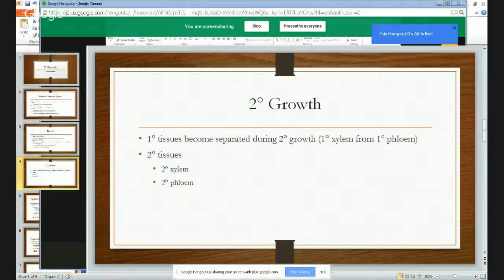With your secondary growth, what happens is your primary tissues, your primary xylem and your primary phloem, become separated. You probably wondered, maybe you didn't, why I kept calling it primary xylem and primary phloem. That's because we now have secondary xylem and secondary phloem. Your primary xylem and phloem get separated during this particular growth period, and so you'll get the secondary xylem and phloem growing in between this primary xylem and phloem.